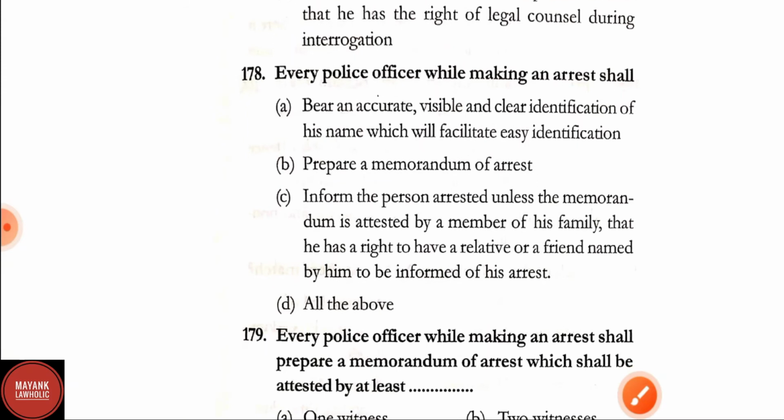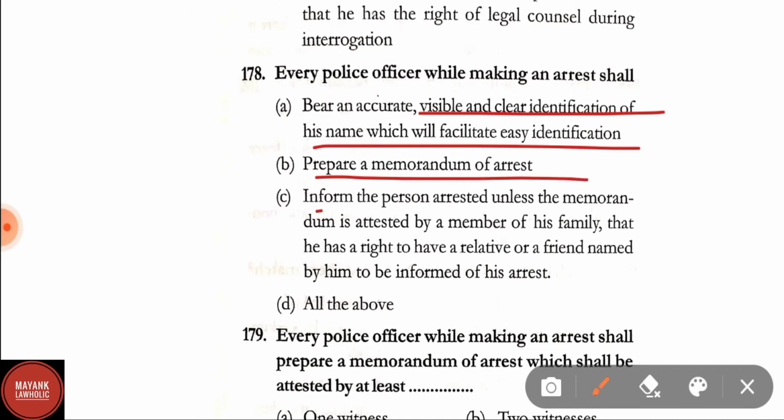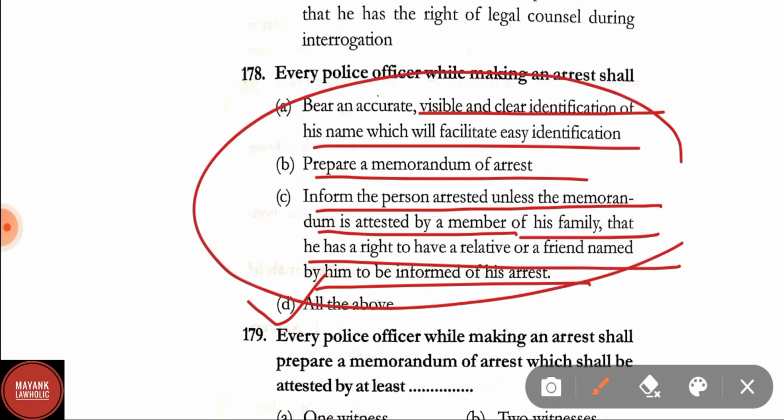Question number 178. Every police officer while making arrest shall, option A, bear an accurate, visible and clear identification of his name which will facilitate easy identification. Option B, prepare a memorandum of arrest. Option C, inform the person arrested, unless the memorandum is attested by a member of his family, that he has right to have a relative or a friend named by him to be informed of his arrest. And option D, all of the above. Here correct answer is obviously option D, that is all of the above.